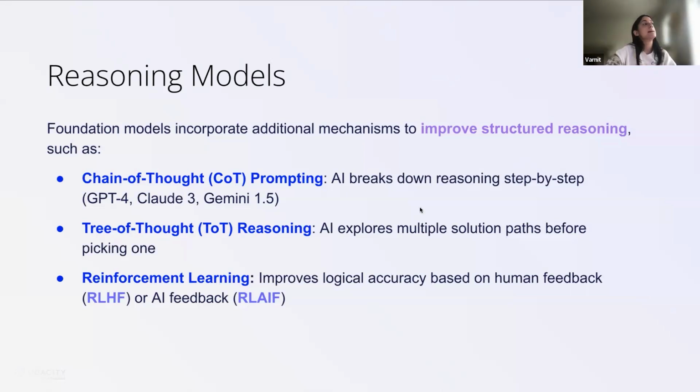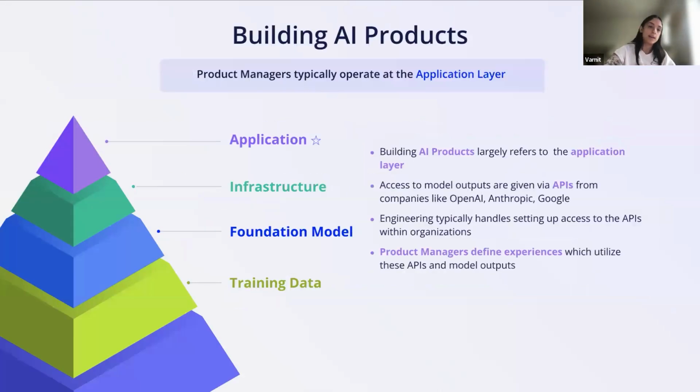How that all comes together, getting out of the weeds again, is that when you're building AI products, you can think of it as a pyramid. At the very bottom layer is the training data. Above it is where you build the foundation model. Above that sits your company's infrastructure, and then above that is the application. I don't work with training data. I also do not build foundation models. If that's what you assume as an AI product manager, then you're working at companies like OpenAI, Anthropic, or Google.